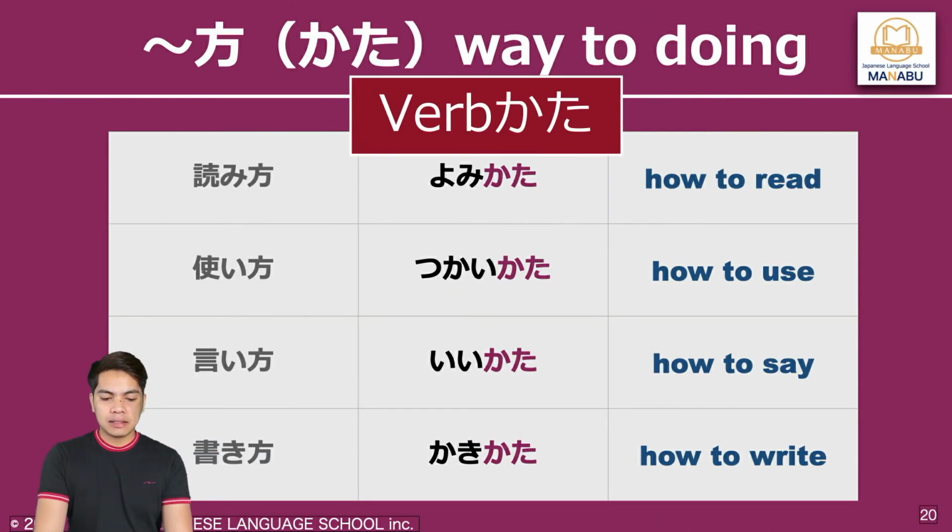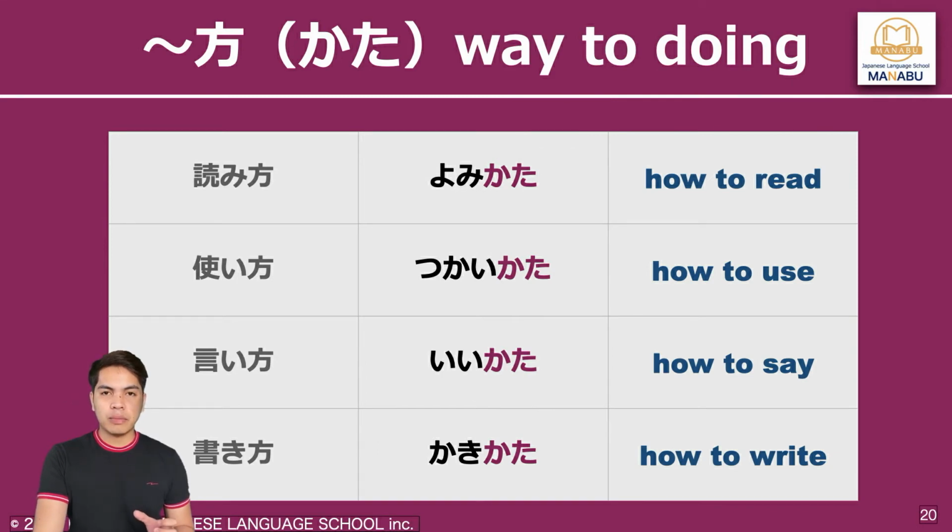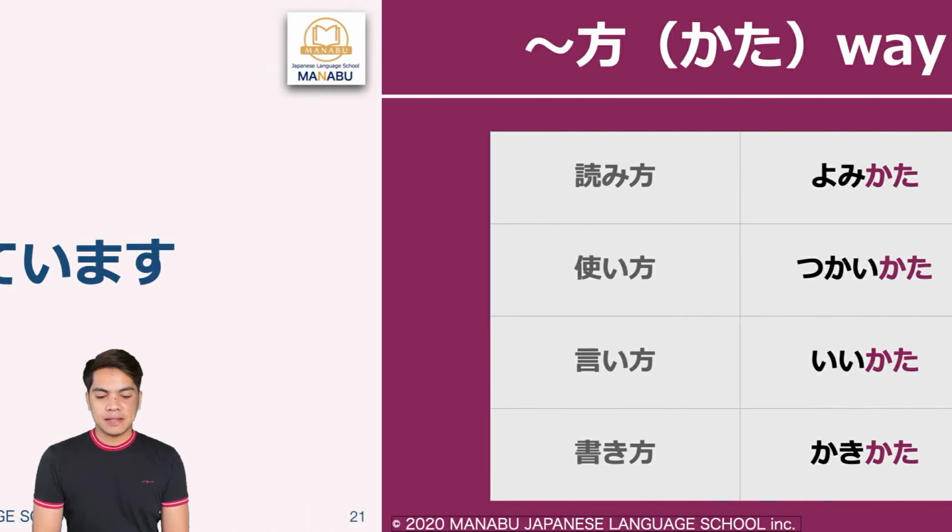Now the verb kata expresses a way of doing something. For example, the verb yomimasu means to read. Yomikata means how to read or the way of reading. Next, tsukaikata from the verb tsukaimasu, to use. Tsukaikata is how to use. The verb iimasu, to say. Iikata is how to say or the way of saying. Kakikata, how to write.